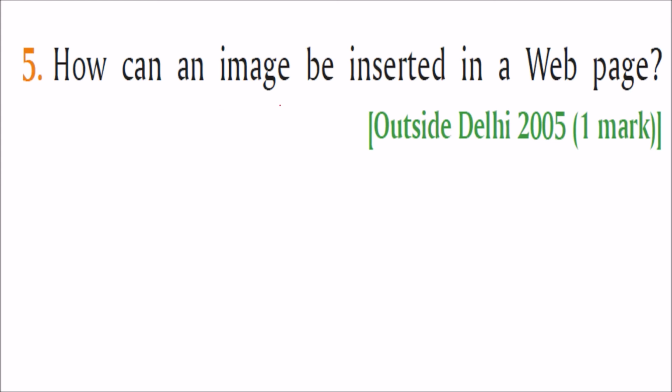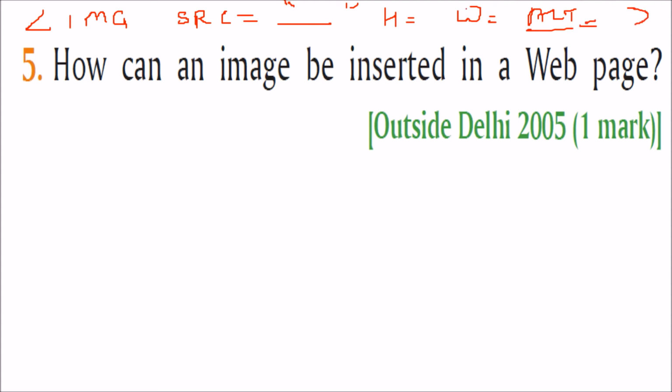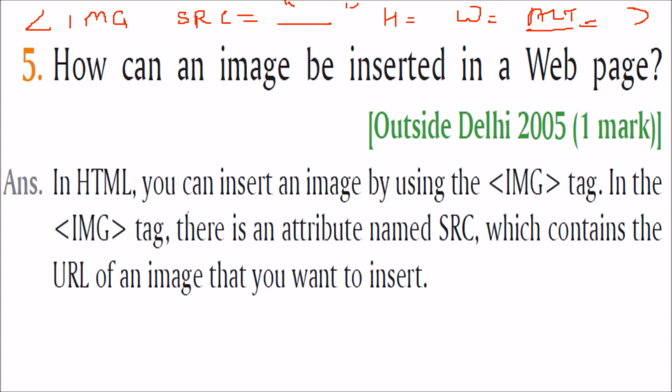How can an image be inserted in a web page? So this is how we insert. We give img, then src, the source, which is the complete path of the image in double quotes, then we give height, then we give width, you can give it in percentage also, then you give alt if you want. These are all optional, alt being the alternate name. So in HTML, you can insert an image by using the img tag. In this img tag there is an attribute called src which contains the URL of the image that you want to insert.